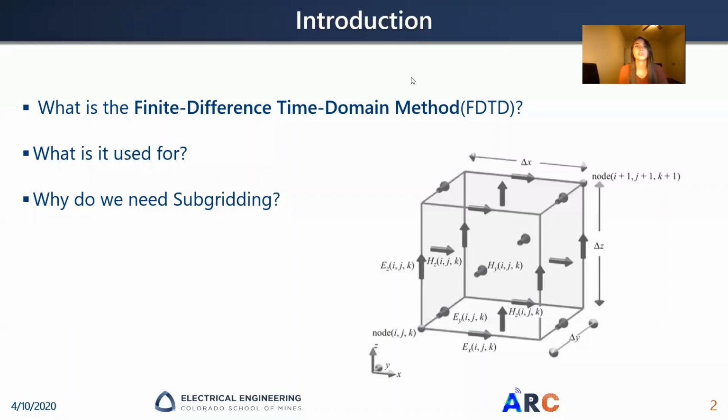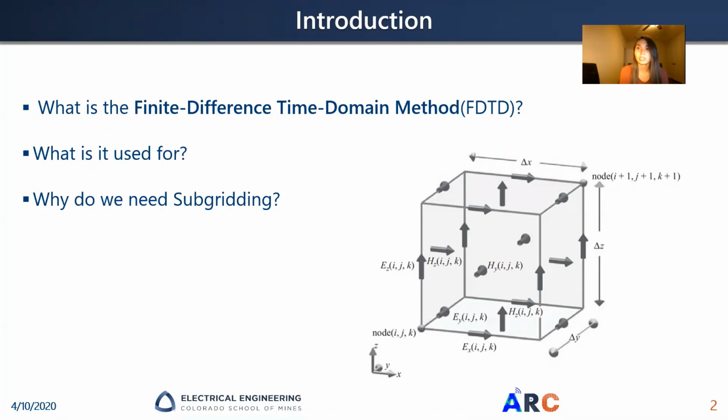So the first thing I want to talk about is what is the finite difference time domain method. Finite difference time domain methods are commonly used to analyze electromagnetic wave phenomena. And what is it used for? Well, it's really important for analyzing problems involving wave propagation through urban infrastructures, wireless communications problems, RFID, and even antenna design, which is one of the most common uses.